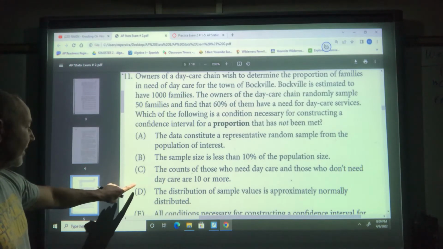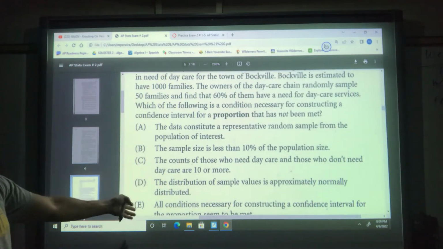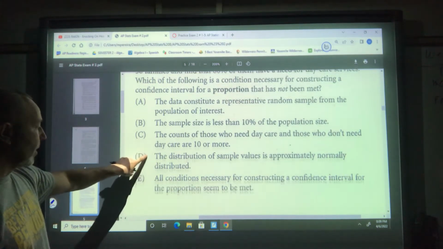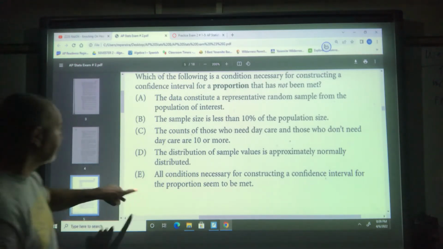And then the distribution of the family is approximately normally distributed. Okay, that's what we're doing by the condition. We're assuring that. Okay, all those seem to be okay. So E is the correct choice there. All conditions necessary for constructing an interval for the proportions seem to be met. That would satisfy our conditions. So we'd be good to go on that problem.